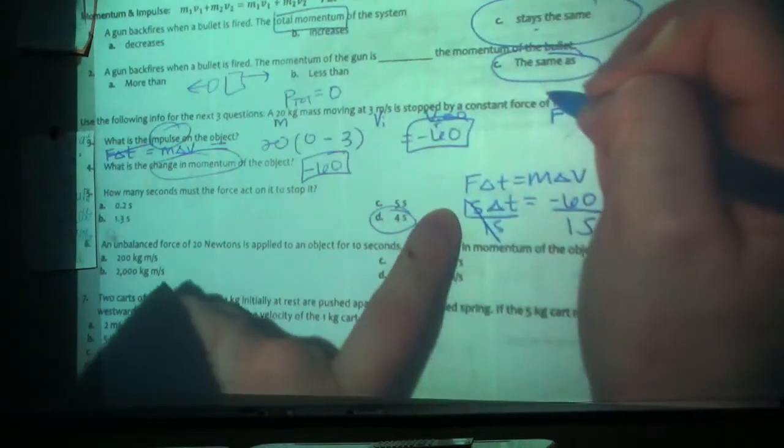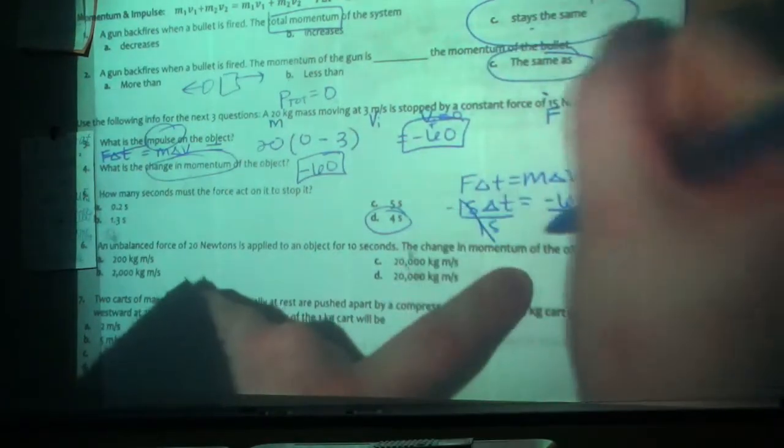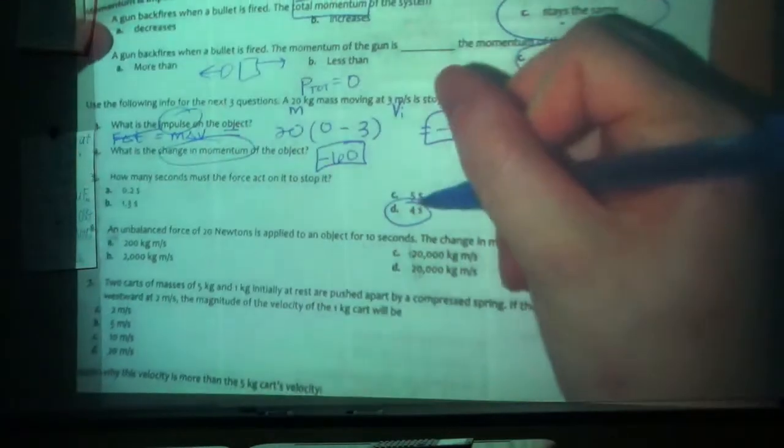You should not be getting a negative time. I should have put a negative sign on this force because if it's stopping, the force should be negative, so that was my bad. But you do get the right number.